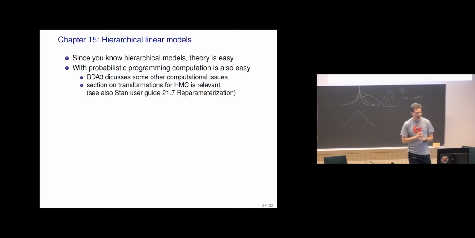Chapter 15, hierarchical linear models. Since you know hierarchical models, theory is easy for you. The book chapter discusses a bit of computation, but again, with probabilistic programming, computation is easy. There's specifically one section which discusses transformations for HMC, centered versus non-centered parameterization, which is relevant. And there's a bit more in the Stan user guide about this reparameterization making HMC more efficient.